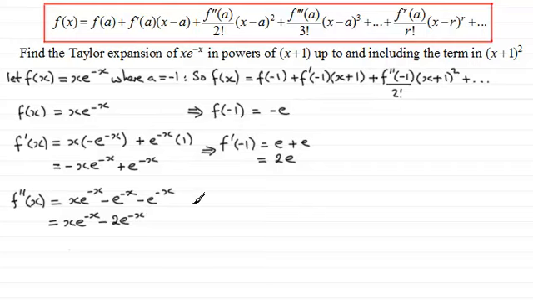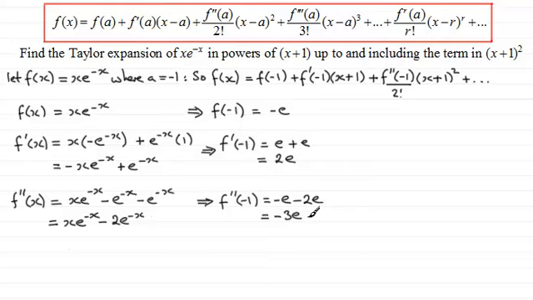So from this, it follows that if we work out f double dash of minus 1, then for the first term here, we're just going to get minus e. And then for this term, we end up with minus 2e. So a total then of minus 3e.